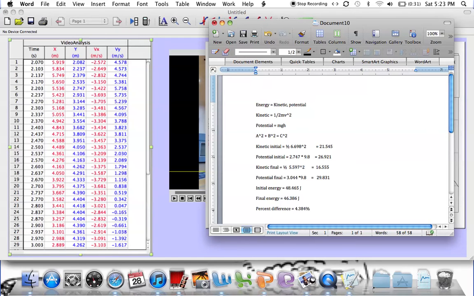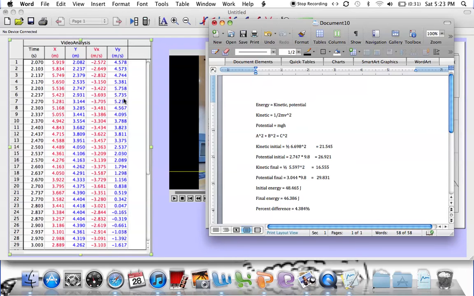We can analyze the kinetic energy of the ball, the energy of motion, and the potential energy of the ball, the energy the ball has relative to its height above the ground. The ball's initial energy is the energy it has the moment it's released from my hand, and the ball's final energy is the moment just before it enters the rim.